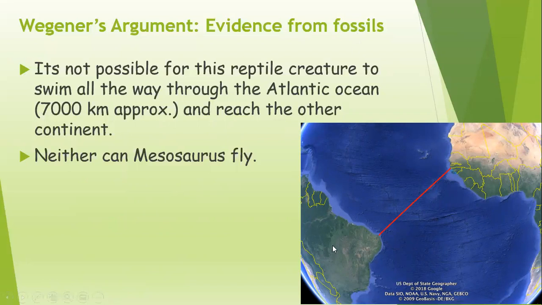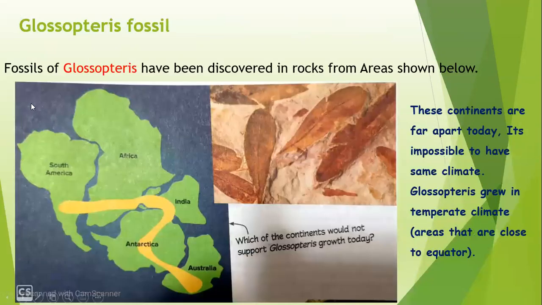Now, this was only one type of fossil. He found other fossils also. Let's find out what other fossils he looked for. One plant fossil was Glossopteris. The fossil of this plant structure, he discovered in many different continents: in South America, in Africa, in India, Antarctica, and Australia.